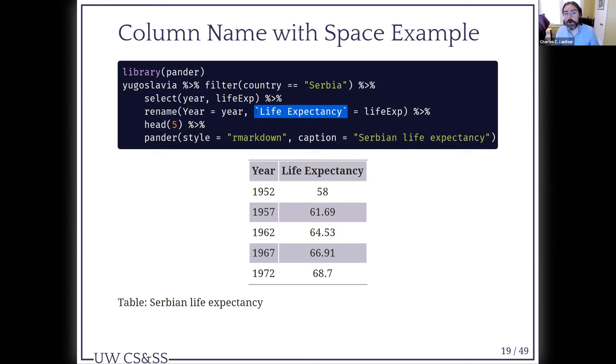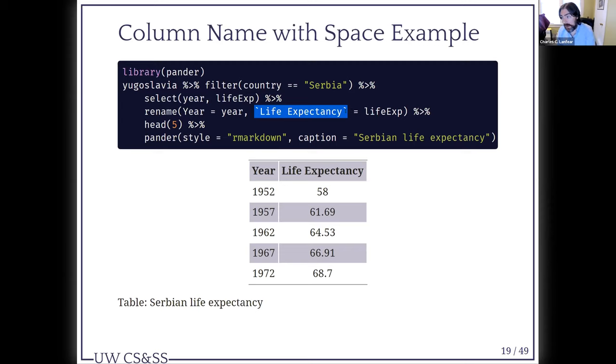So now I've said we're gonna rename life expectancy to be life space expectancy. I get head, I throw it to a pander table, and now look, the column has a space in it. This is a way to make things format nicely in your tables without manually modifying the table. You can put spaces in and they'll display with a space. The only thing is you're gonna have to put the backticks around the name. So when you ask what's a naked column name, this is a naked column name. This is a monstrosity that's wrapped in backticks and you can make it anything you want.